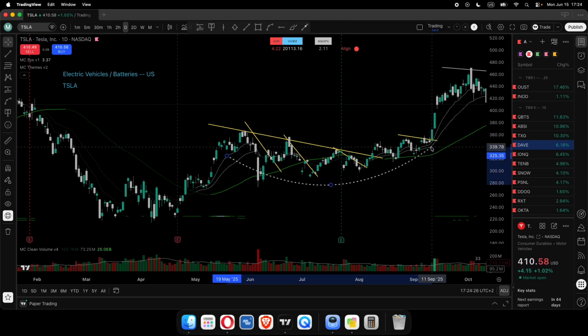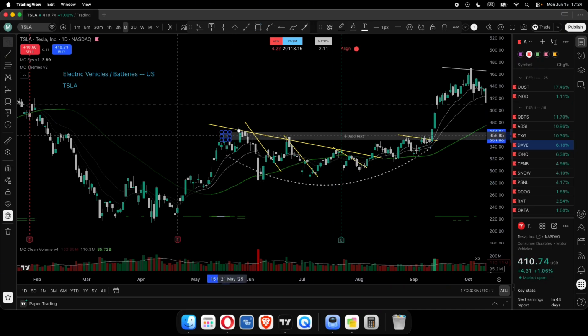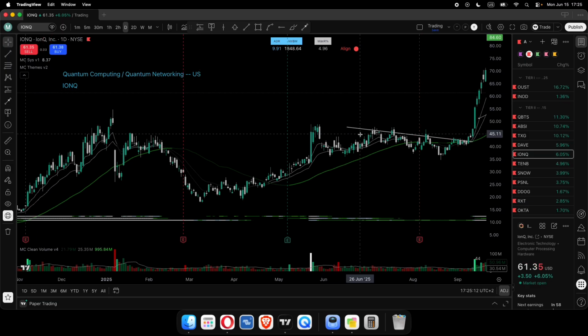So I consider this to be an extension of the base, but the base is still all this. And as you can see, you have a horizontal resistance here as well. So the final handle, which is this tight range, set up very close to this horizontal resistance before breaking out. Okay, let's see another example here.